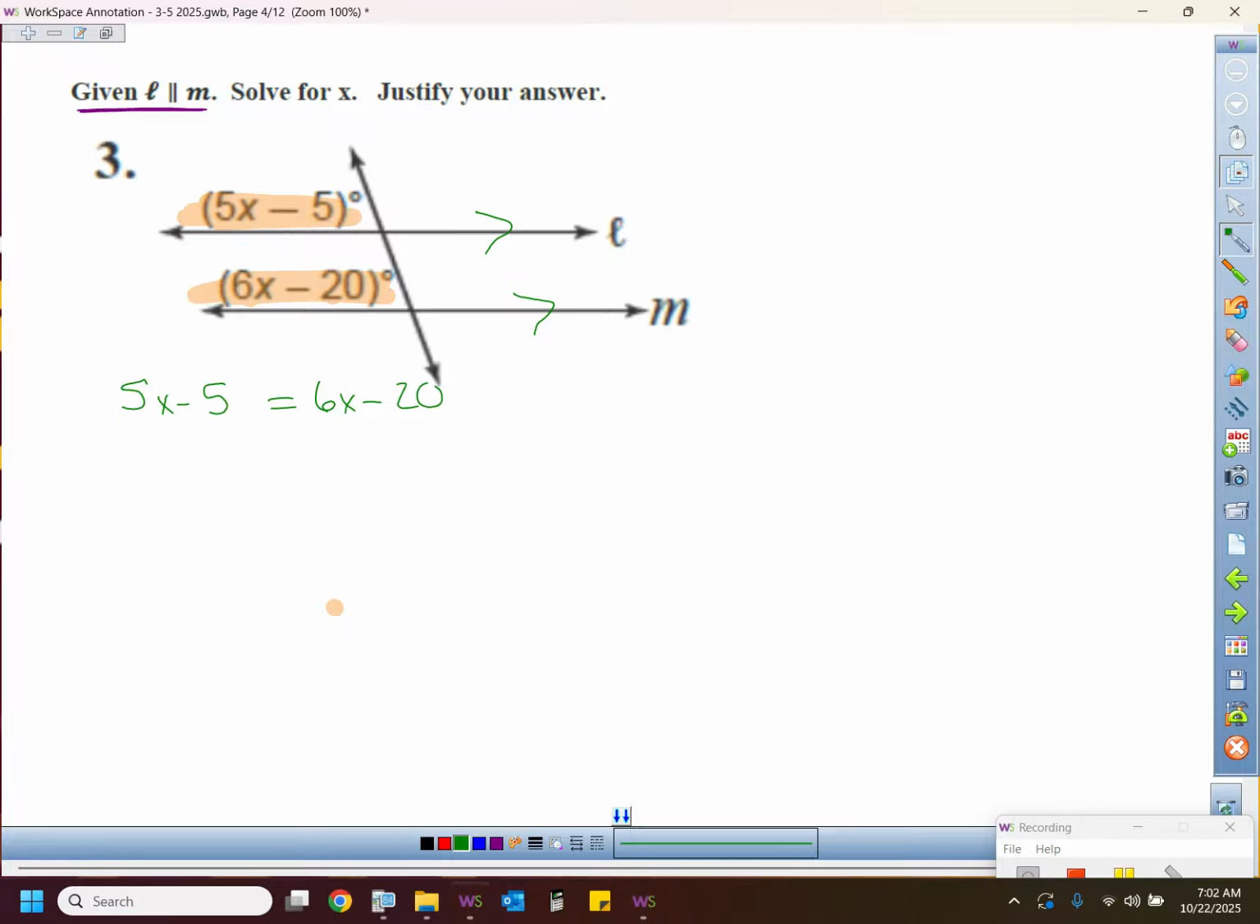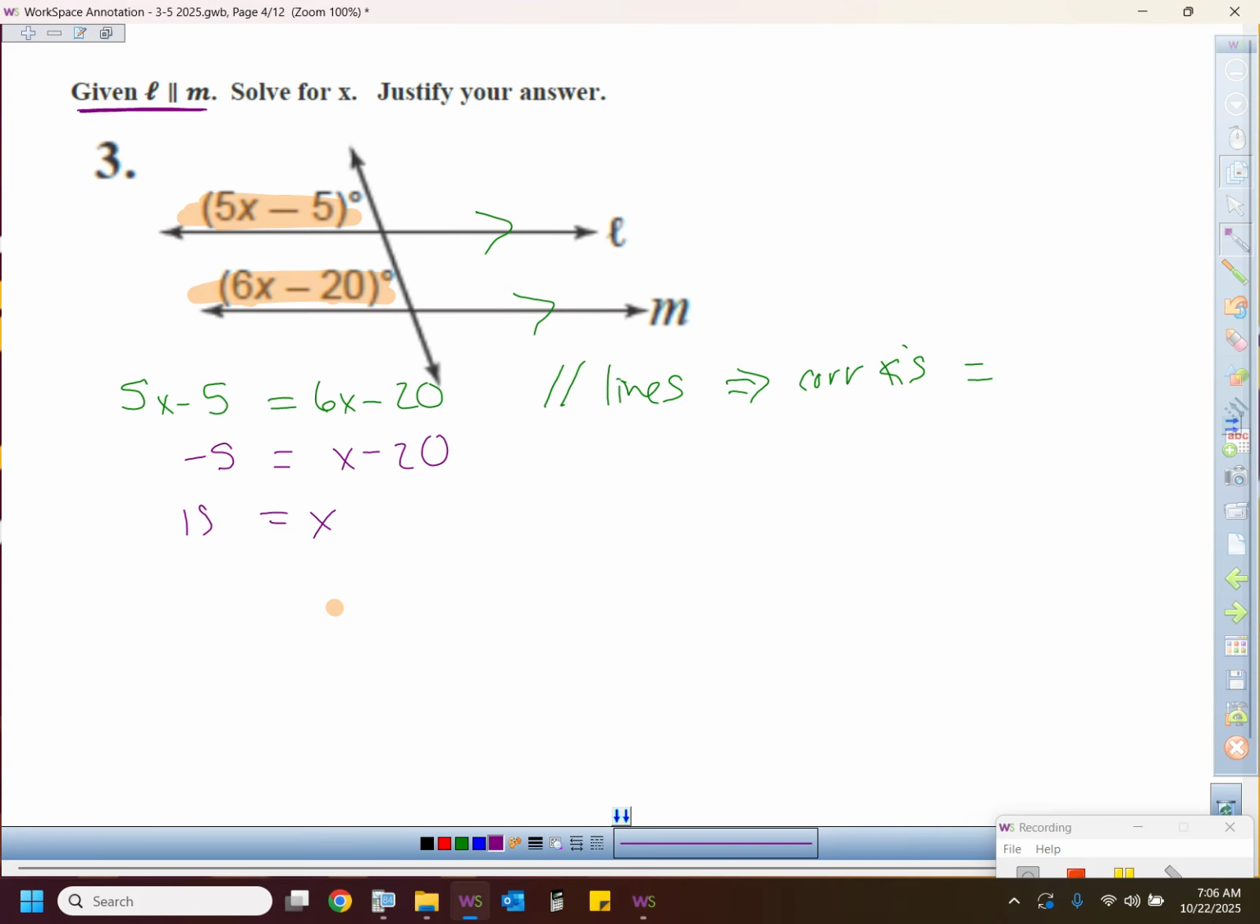And they say justify your answer. We'll do that right away. Why did I know that? I had parallel lines, and that implies that my corresponding angles will be equal. This time I'm going to use equals because that's the symbol we're using right here. You use congruent when it's congruent, you use equals when it's equal. So then we'll just solve for x. I'll subtract 5x over, and then I'll add 20 over, and that would be 15 equals x.